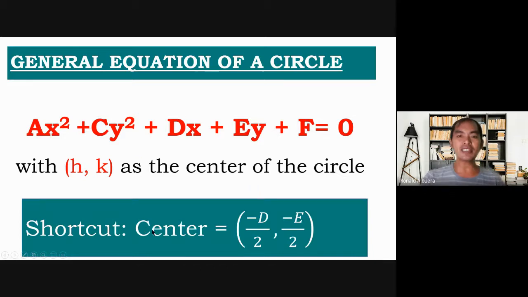Now, the shortcut in finding the center of a circle, so we have the coordinate negative d over 2 and negative e over 2. You can use only this formula if the coefficient of x squared, which is a, and the coefficient of y squared, which is c, are both equal to 1. Kung hindi siya 1, kung greater than 1, ang gagawin nyo ay you divide first all the terms by the coefficient of a or c. Saka nyo magagamit itong formula na shortcut in finding the center of the circle.